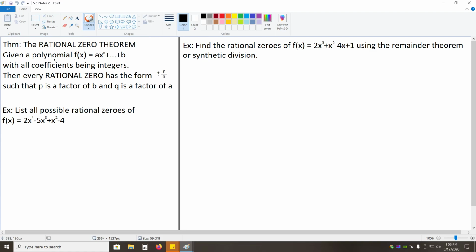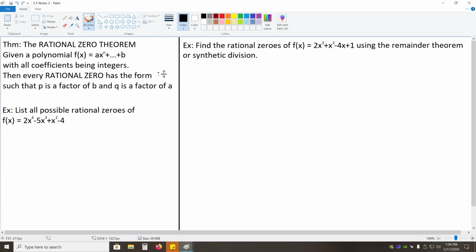So we have, given a polynomial f of x equals a x to the n plus ... plus b. What I'm essentially saying here is, given any polynomial, all we need are the lead term and the constant. We'll say that this polynomial has to have all coefficients being integers. So we don't want to deal with any type of fractions or real numbers like pi or the square root of 2. All of these numbers in front of the x's have to be whole numbers that are positive or negative. So what does the rational zero theorem say given that situation? It says every rational zero has the form plus or minus p over q, such that p is a factor of b and q is a factor of a.